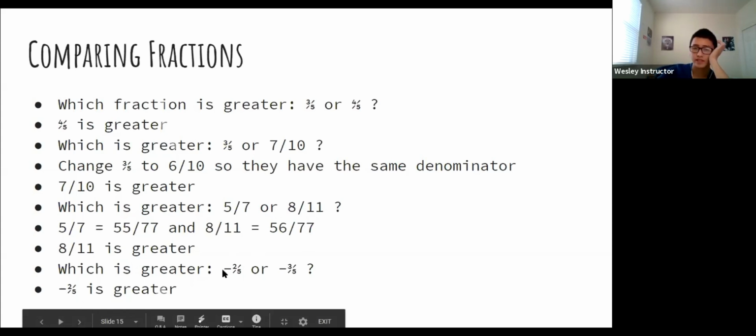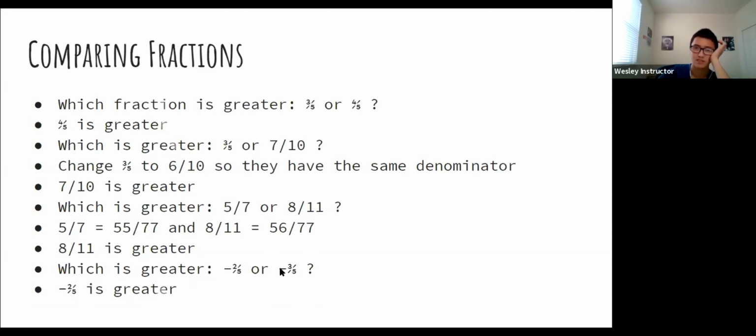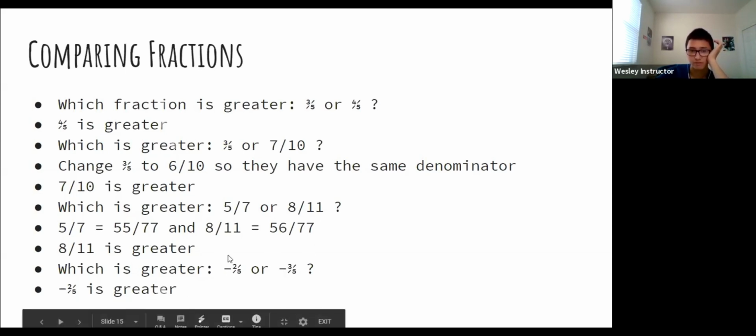And which is greater, -2/5 or -3/5? If it's negative, you guys want to see which number is closer to 0. So which number is smaller when both numbers are negative? Because this number is further away from 0, and this number is closer to 0. So -2 over 5 is greater.